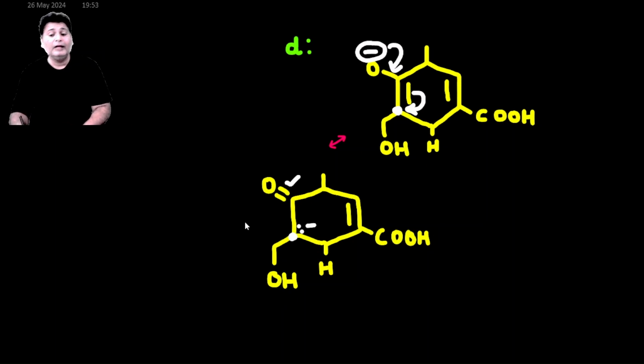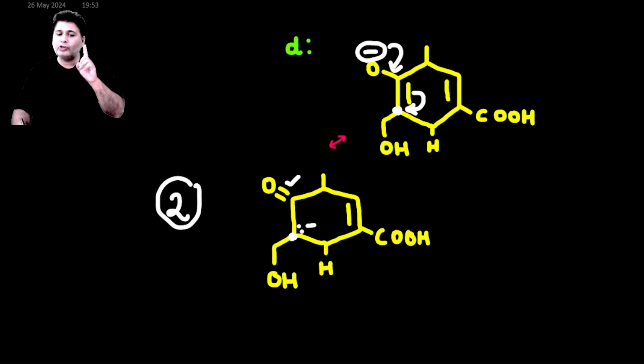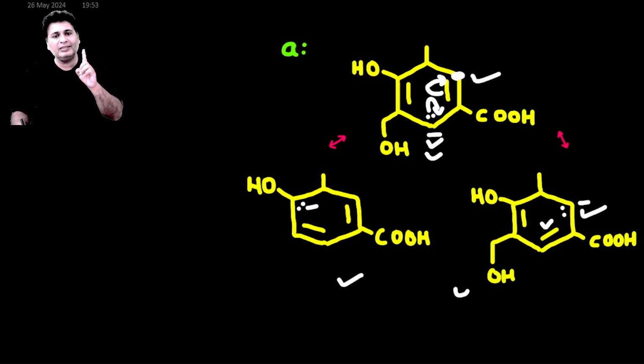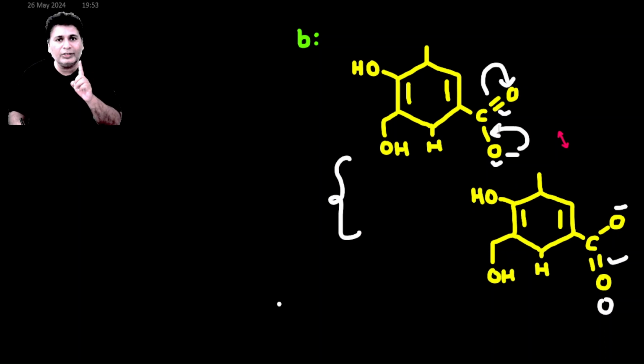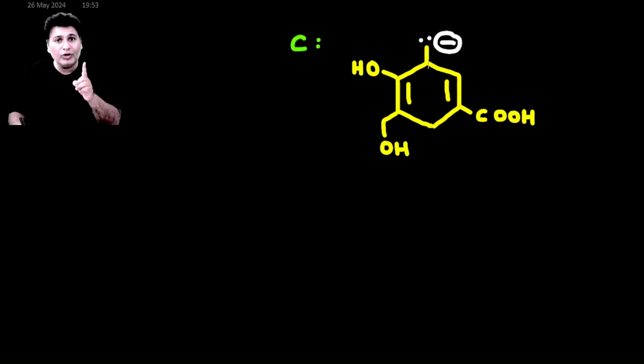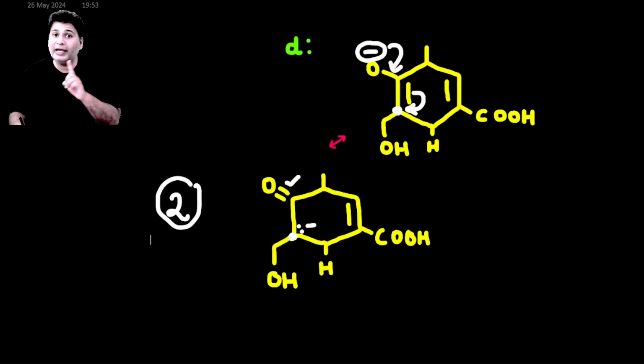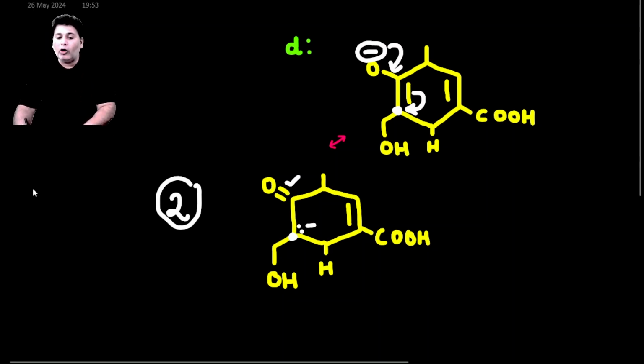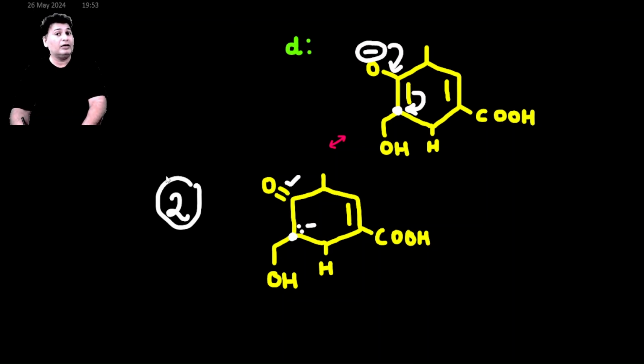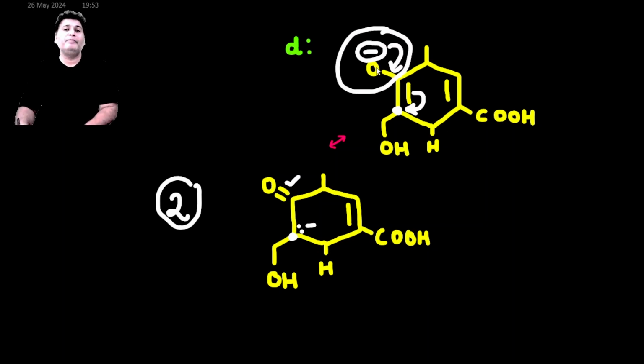Now you have seen we have 2 resonating structures. In A you saw 3 resonating structures like this. In B you saw 2 resonating structures. In C no resonating structure. In D you again found 2 resonating structures. Although it has 2 resonating structures, students, it has a good merit. What is the merit? One of the structures has the oxygen element bearing the minus charge. In the other resonating structure, it is the carbon.